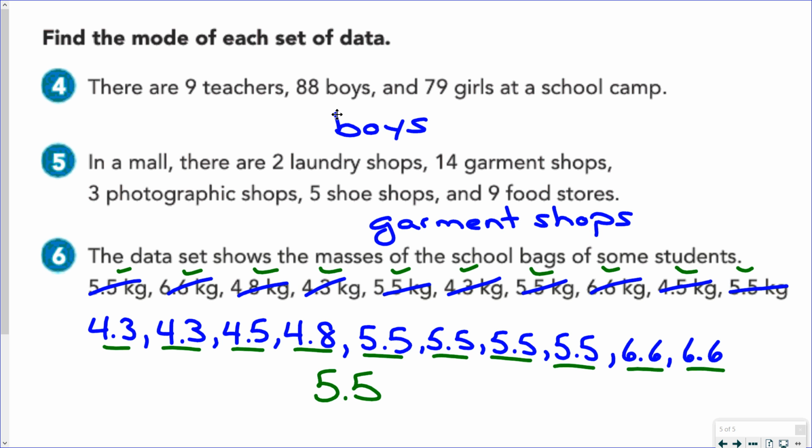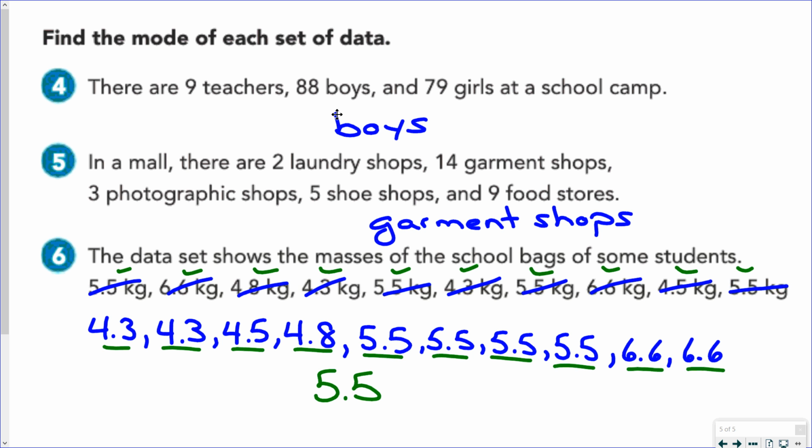So that is today's lesson. I hope you understood the information. Remember, two important pieces of information. One is it is possible there's no mode. A no mode would occur when all the scores occur the same number of times. So in this last example, if we had two 4.3s and two 4.5s and two 4.8s and two 5.5s and two 6.6s, there'd be no mode because no score occurs more than the other ones. Or if each score occurred once, there would be no mode because no score occurs more than the others.